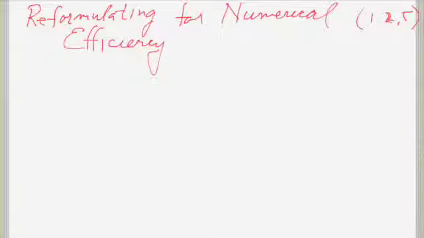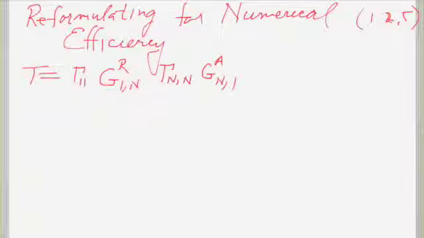Okay, so let's see. What do we want to do first? We had an expression for the transmission that looked like this: Gamma_11, G^R_1N, Gamma_NN, and G^A_N1. This was our expression for the transmission.